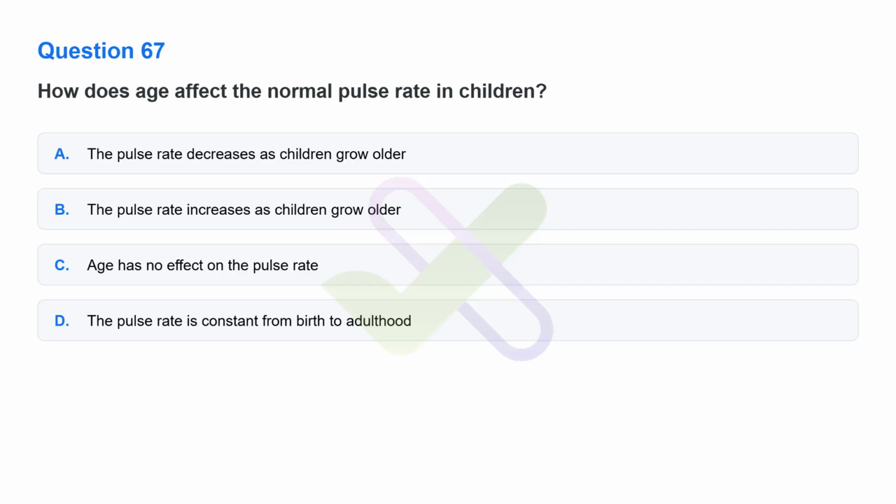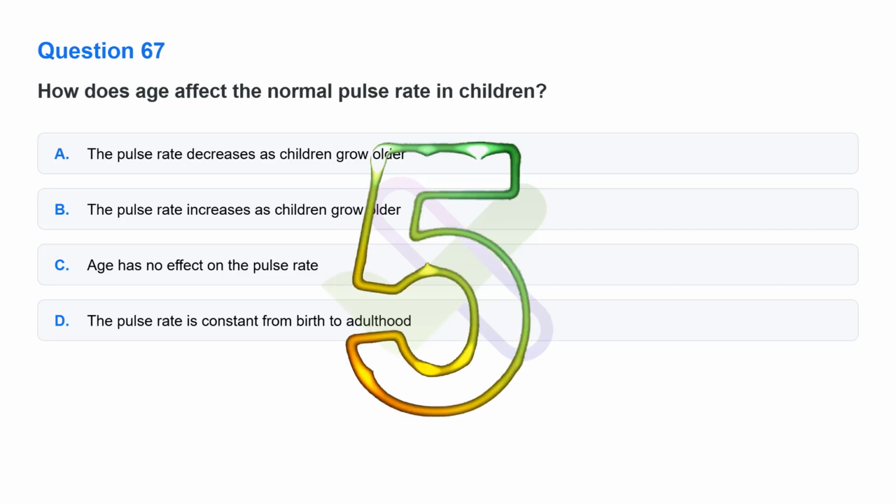How does age affect the normal pulse rate in children? A. The pulse rate decreases as children grow older. B. The pulse rate increases as children grow older. C. Age has no effect on the pulse rate. D. The pulse rate is constant from birth to adulthood.